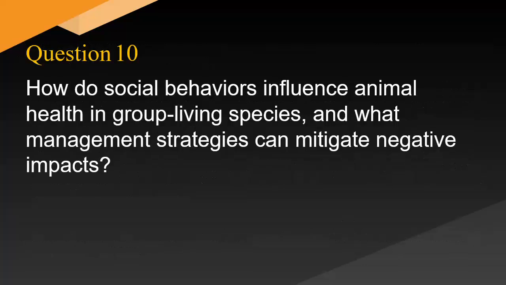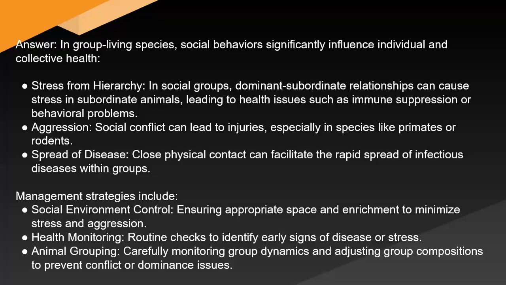How do social behaviors influence animal health in group living species, and what management strategies can mitigate negative impacts? Answer: in group living species, social behaviors significantly influence individual and collective health. Stress from hierarchy: in social groups, dominant-subordinate relationships can cause stress in subordinate animals, leading to health issues such as immune suppression or behavioral problems. Aggression: social conflict can lead to injuries, especially in species like primates or rodents. Spread of disease: close physical contact can facilitate the rapid spread of infectious diseases within groups.